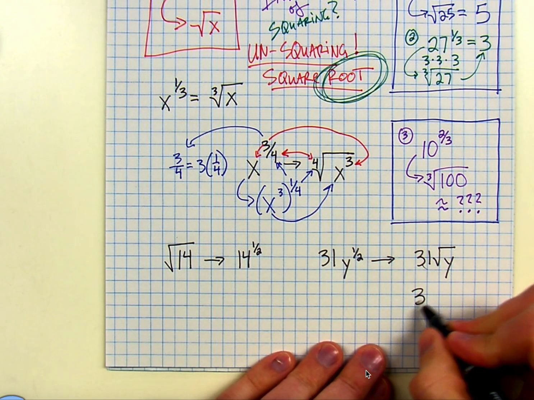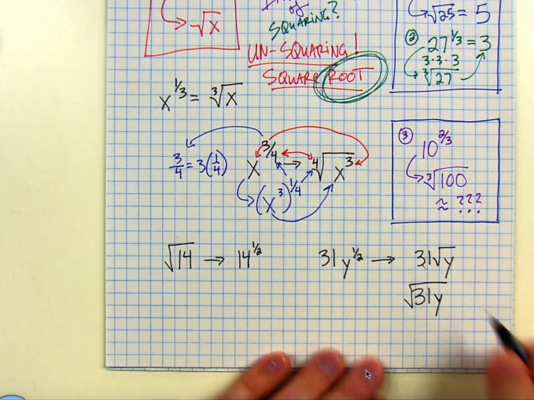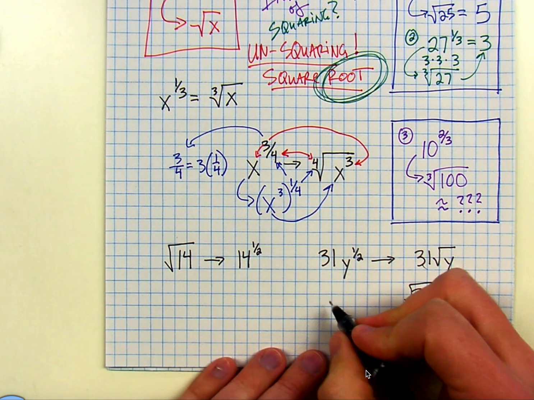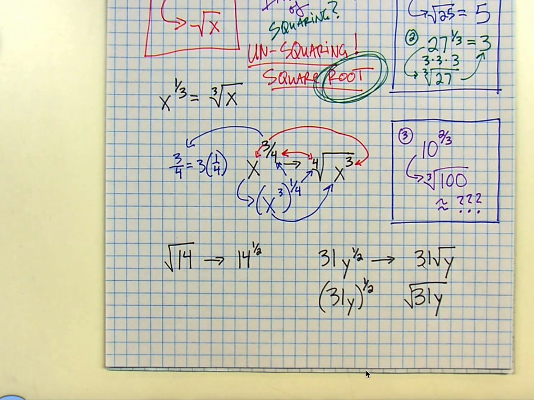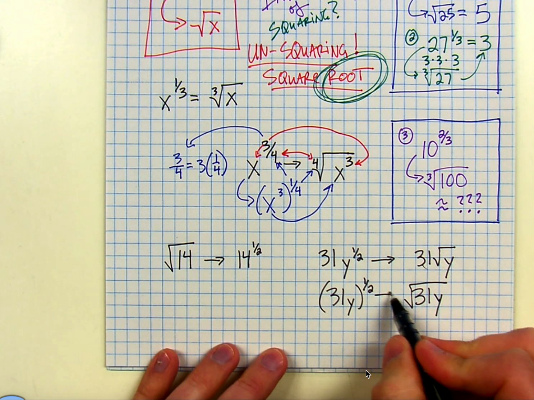When would you have it end up like this, with the 31 getting square rooted with the y? Only if you had a 31y to the 1/2 with parentheses around it, like that.